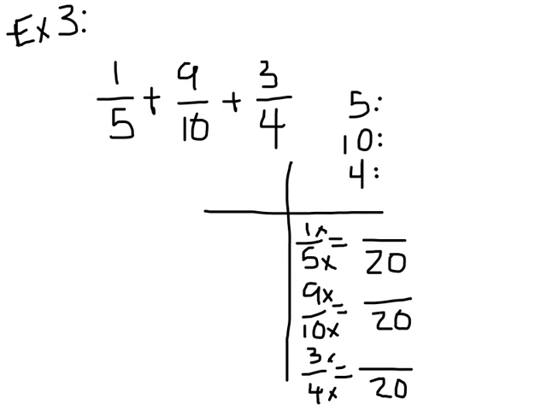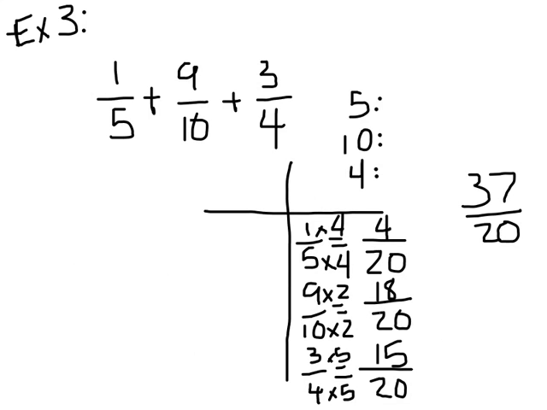Let's change 1/5. What do I multiply by? Well, I know 5 times 4 is 20, and 1 times 4 is 4. Now you do 9/10. That would give me 18/20, because 9 times 2 is 18. 10 times 2 is 20. Now let's do 3/4. I would have to multiply by 5 on top and bottom, so I would get 15/20. Now I can add them all together. 4 plus 18 is 22, plus 15 is 37/20.